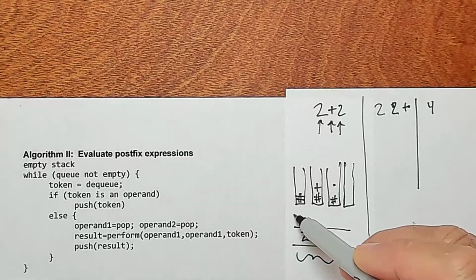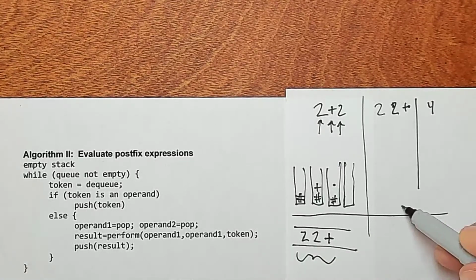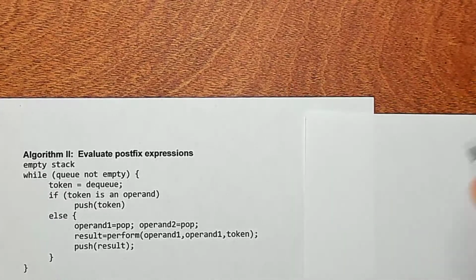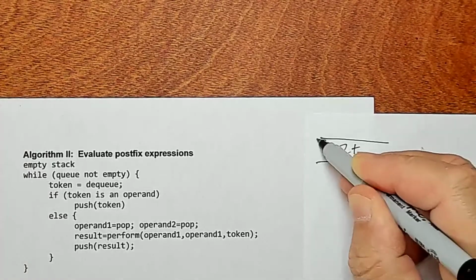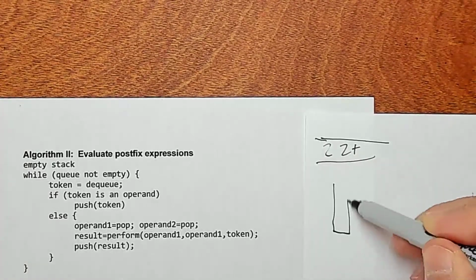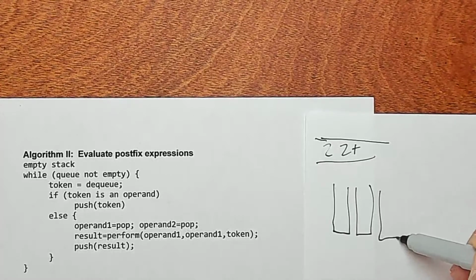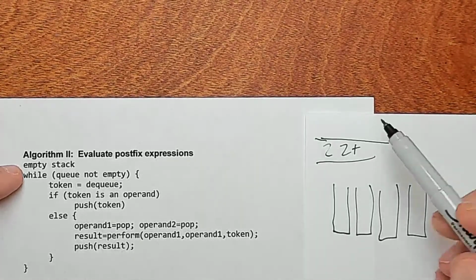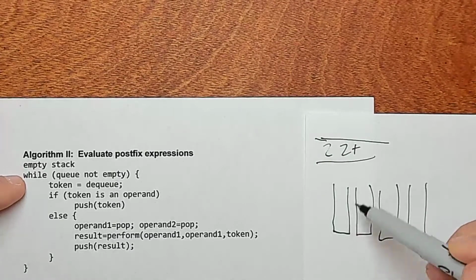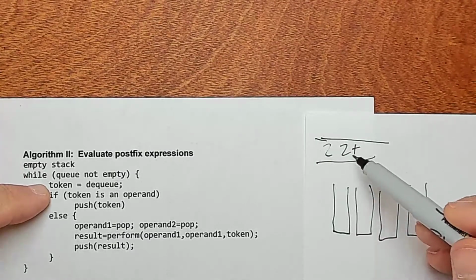So let's see. This was here. Let me just start over. So I've got 2 plus in a Q, and I'll start off with an empty stack, and I'll redraw the stack after every change.